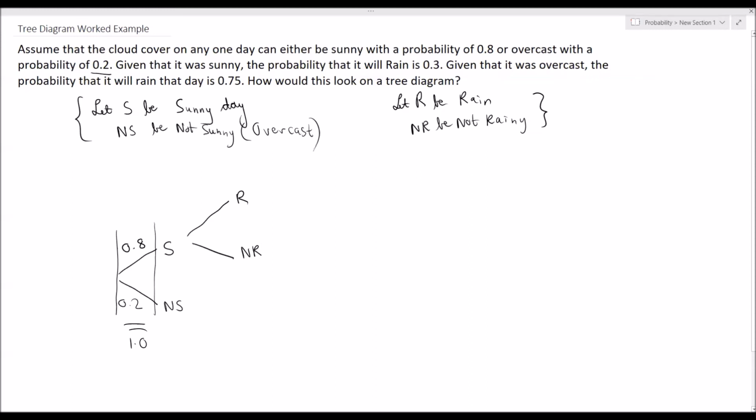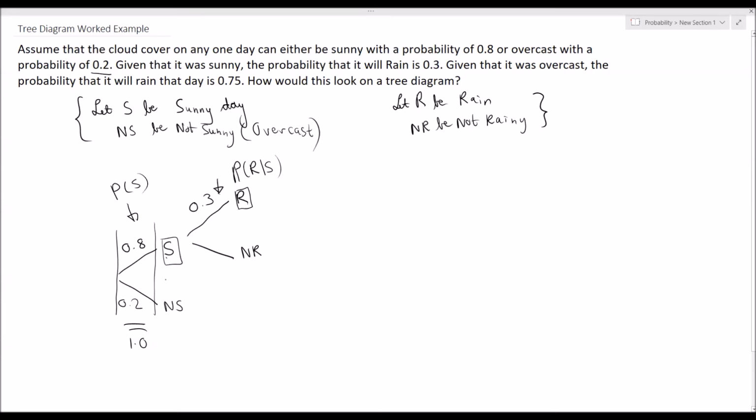We're told that given that it was sunny, the probability that it will rain is 0.3. So rain, given that it is sunny, is 0.3. This is this branch over here. This is the probability that we have rain, given that it was sunny, and this over here is the probability that it was sunny. So this is how the branches look. You have the first branch being the probability of that event, and then the second branch, as we move along, is the probability that we have rain, given that we had a sunny day.